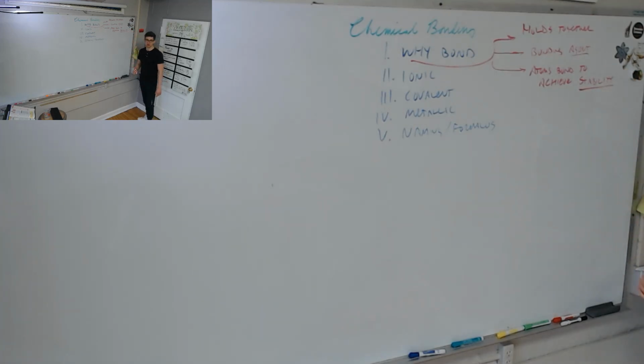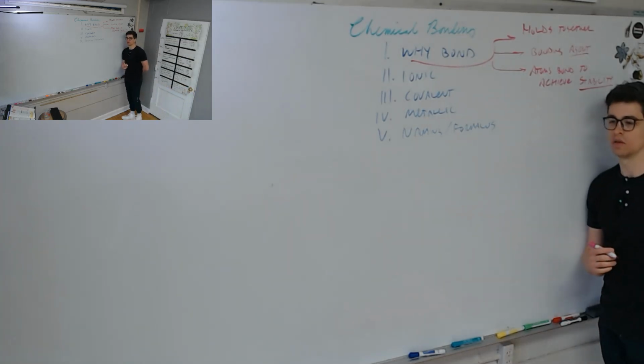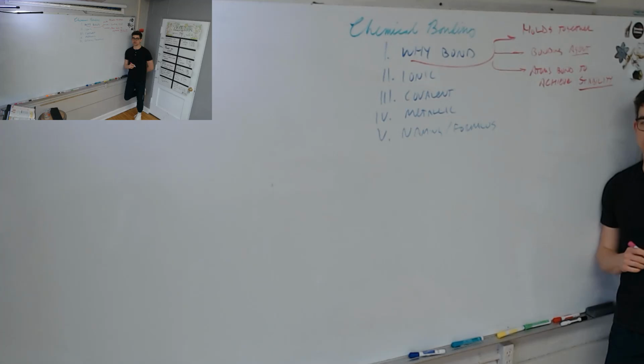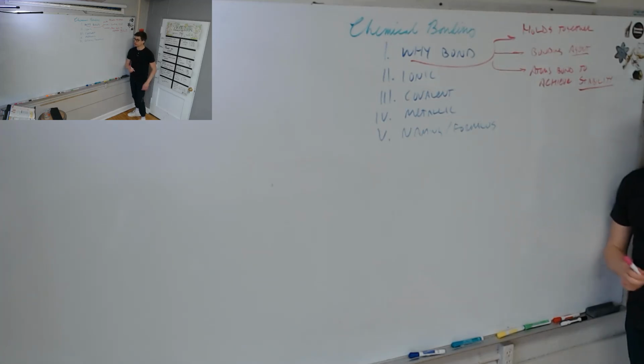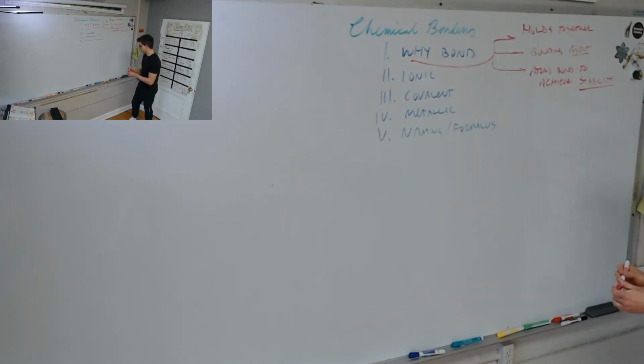Achieve stability. That's the goal. That, we might say, is the chief end of the atom. Its raison d'etre, the reason that it exists, is to achieve stability. So the example, and we'll move right into ionic bonding now.